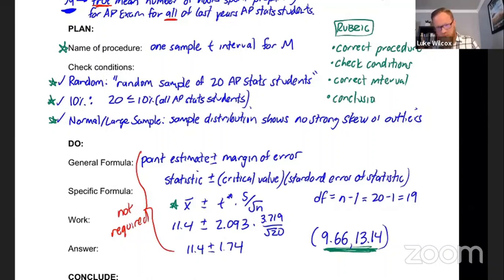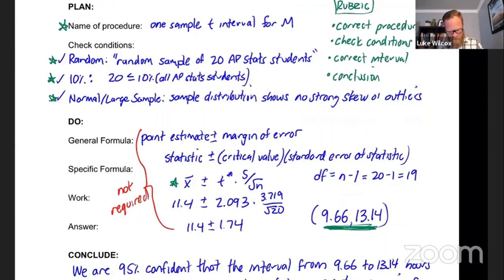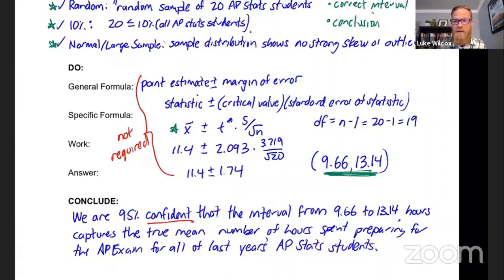And there's a couple of things that we want to look for in this conclusion. First of all, let's make sure we're using the word confident and not the word chance or probability there. We want to make sure that we have the correct units here because we're estimating a mean. We need to make sure we're referencing the population here, which I use the words true and all.